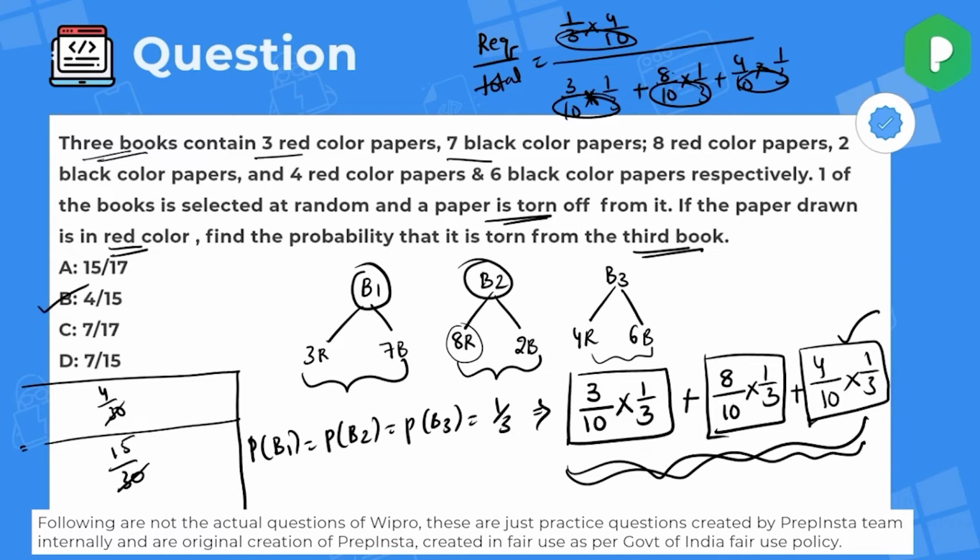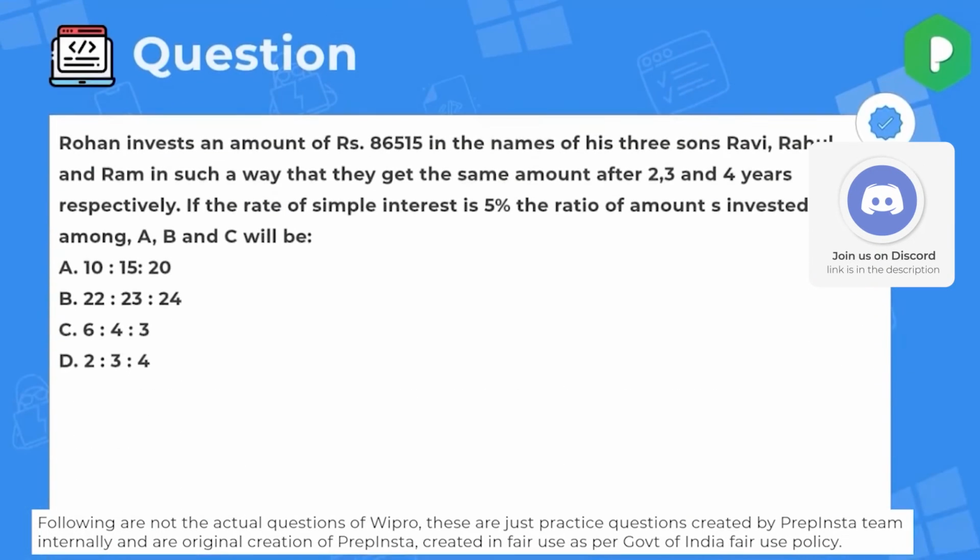So just a simple thing. Probability is nothing but you have to find all the cases, all the possibilities, and you have to pick the required possibility in the numerator. That's it. Just look at the next question.